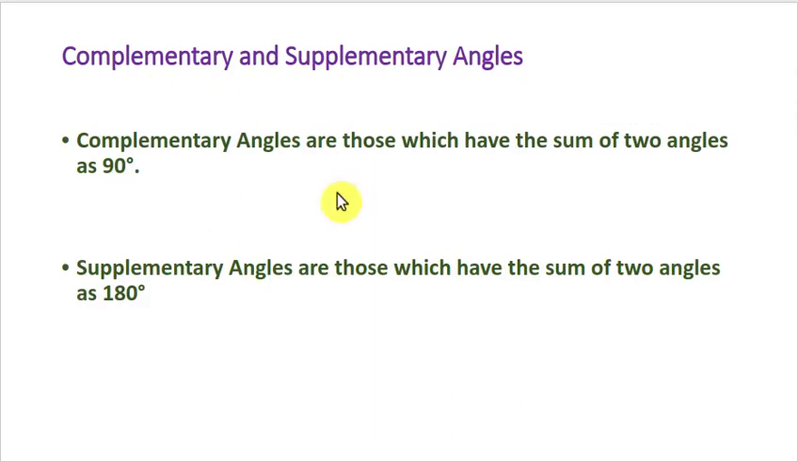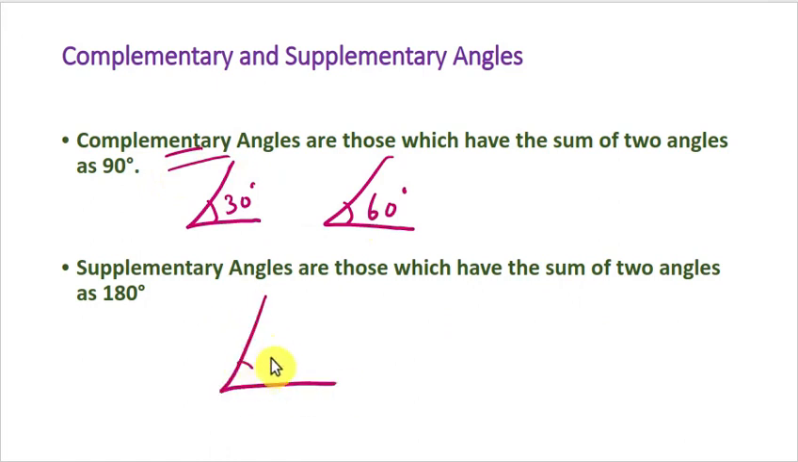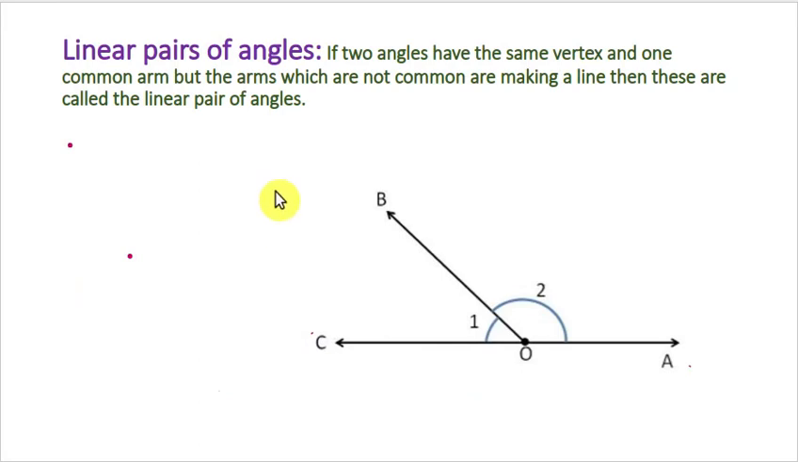Next, complementary and supplementary angles. Complementary angles are those which have the sum of two angles as 90 degrees. For example, here this is 30 degrees, this is 60 degrees. When we add these two angles, we get 90 degrees. This is a complementary angle. Supplementary angles are those which have the sum of two angles as 180 degrees. For example, here 60 degrees, here 120 degrees.